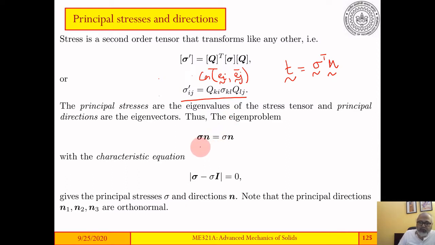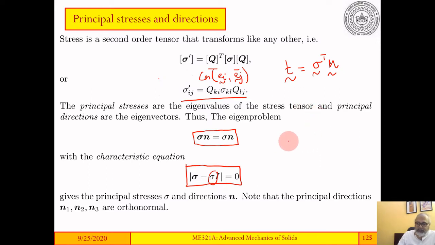We can of course also solve the eigenvalue problem for the stress and solve the characteristic equation to find the three eigenvalues of the stress tensor. Remember, the eigenvalues are invariants, so it does not depend on which coordinate system you have used to describe the stress tensor, which components you have used, the eigenvalues will turn out to be always the same.